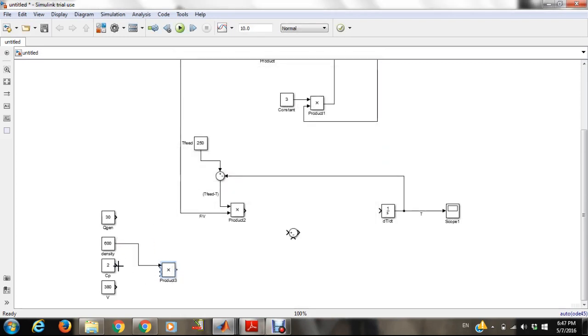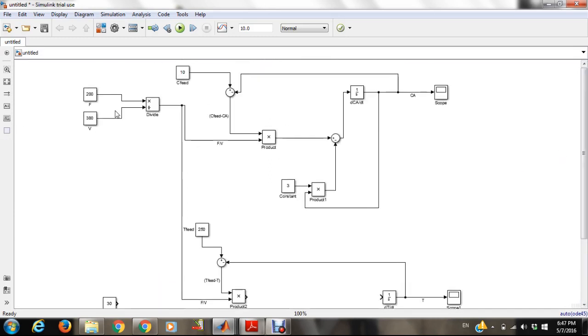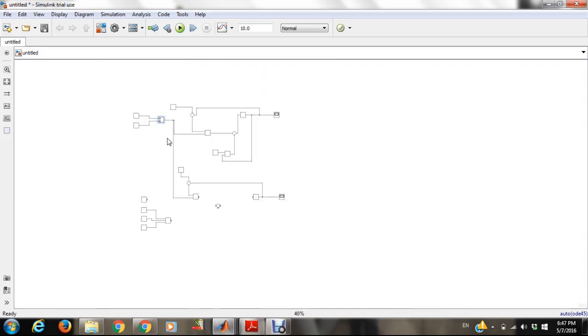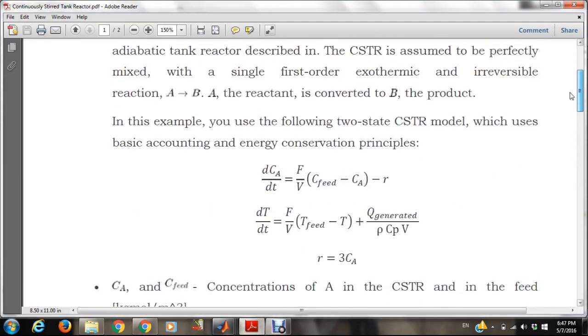So density multiplied by the Cp multiplied by volume should all then be divided into the Q generation. So I'm just going to copy this one. The output of here should be divided, and the Q generation. Okay, so now we have Q generated over density times Cp times V, which is this one. This part should be added to the first part we already did.